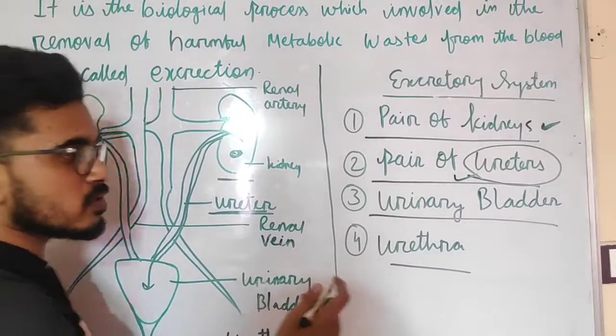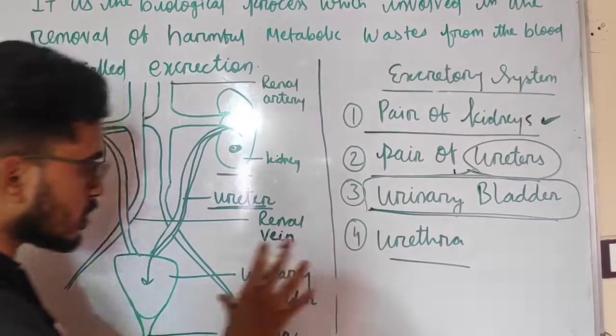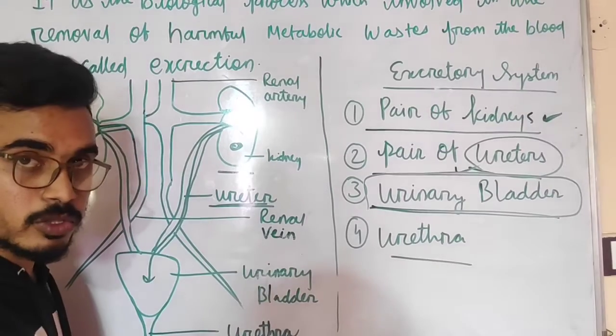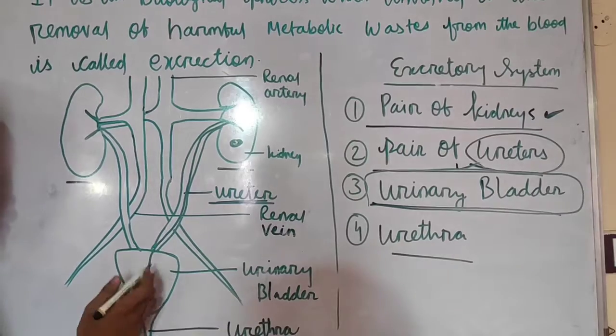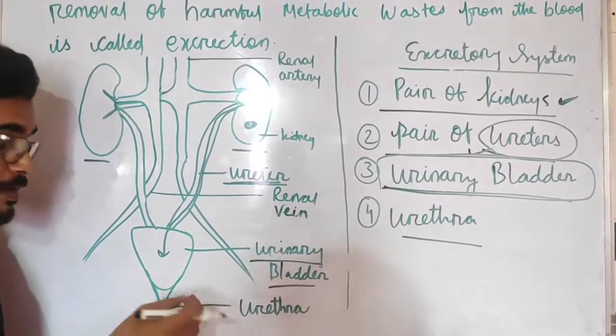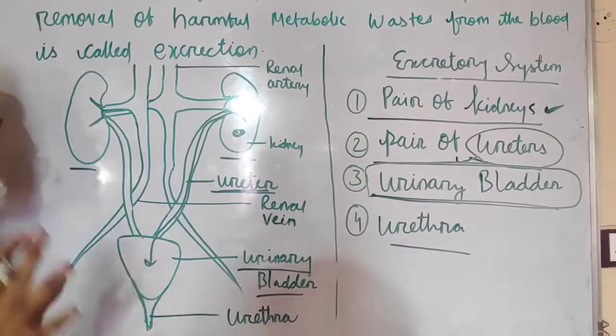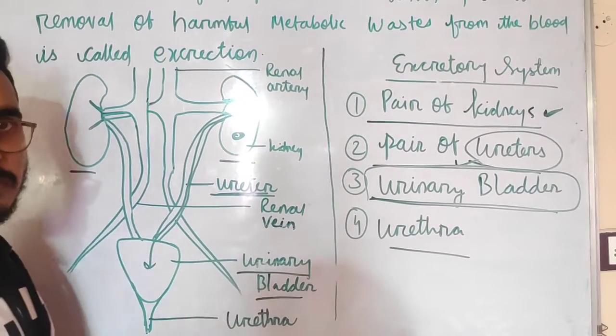Coming further, what is the role of the urinary bladder? Here the kidney produces the urine, right? The urine is now present in the urinary bladder. The urinary bladder basically stores the urine in it for a temporary basis.